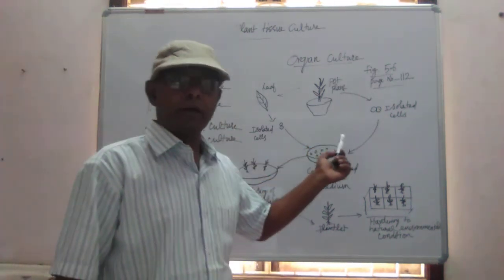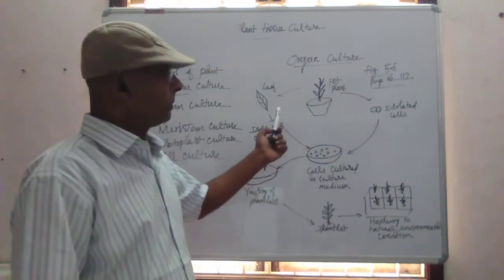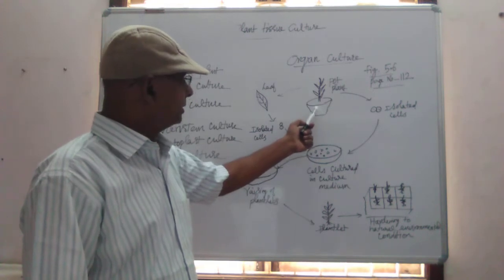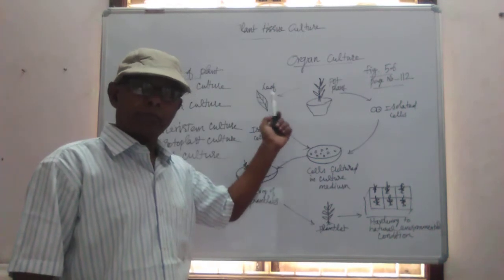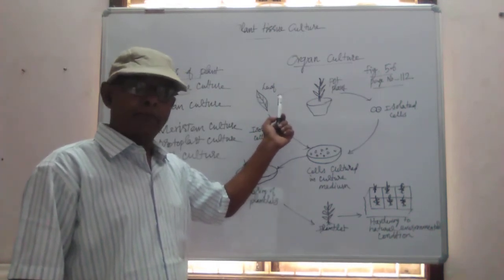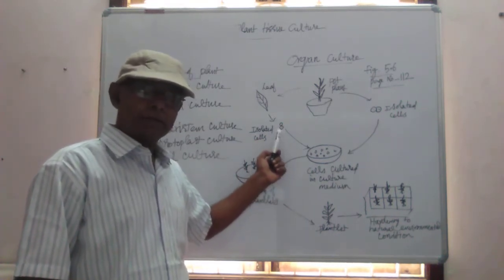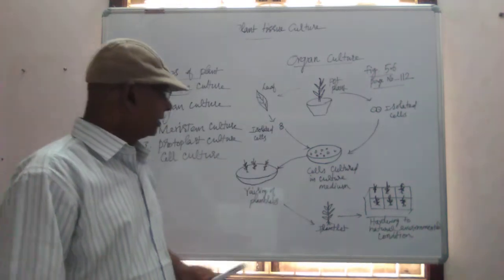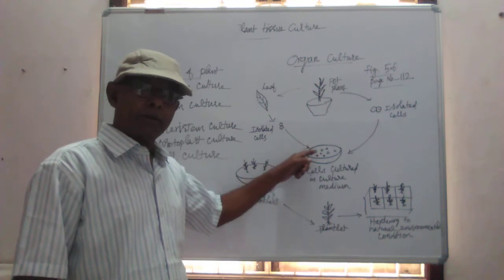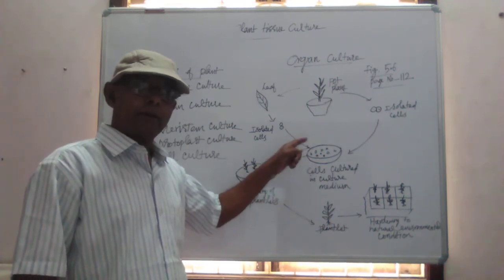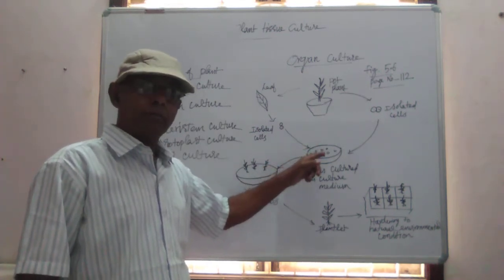And this is a diagrammatic explanation of organ culture. Here, from the whole plant, a leaf is taken. Leaf is an organ of the plant. From the leaf, we are going to select cells, the isolated cells. The cells are isolated from the leaf, and the isolated cells are placed in a conical flask or petri dish or test tube, which contains nutrient medium. Under aseptic condition, this will grow into a new plant.